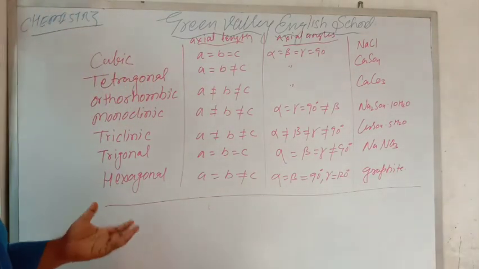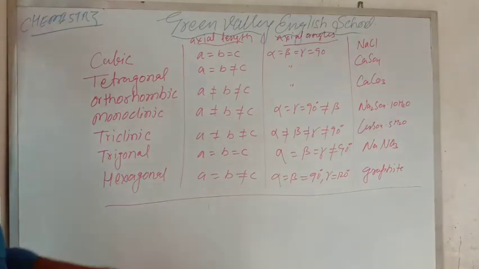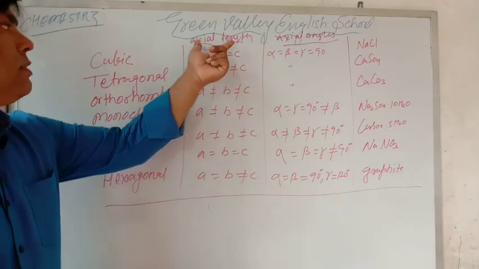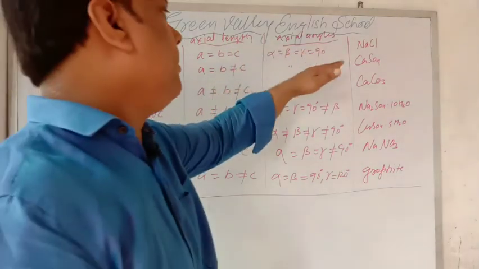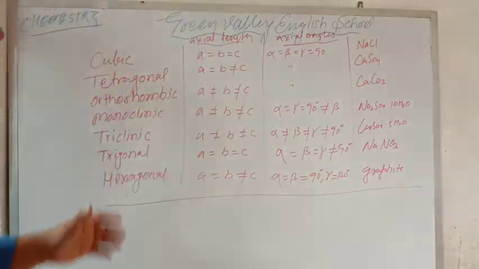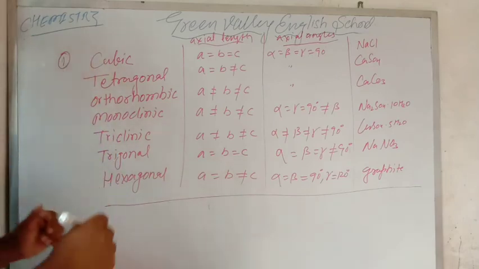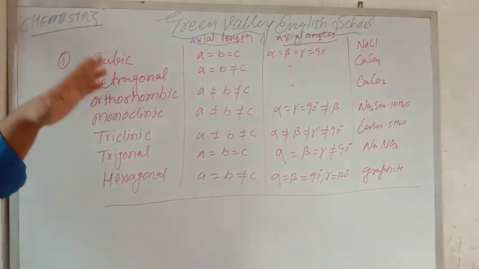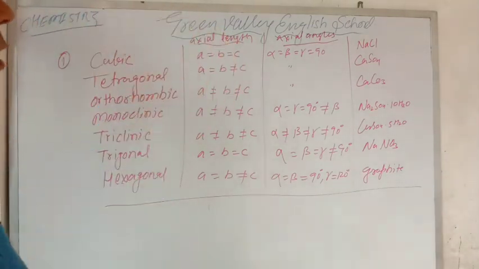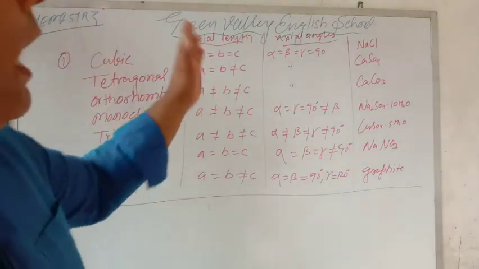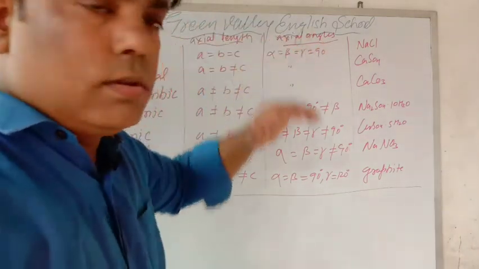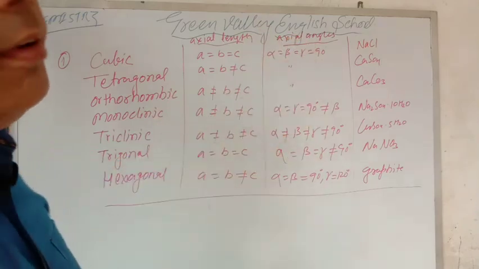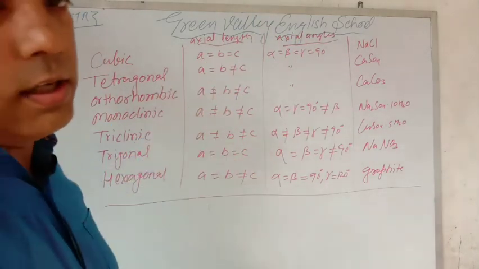As we know, the type of unit cell depends on 6 factors: alpha, beta, gamma and A, B, C, where A, B, C are the axial lengths and alpha, beta, gamma are the axial angles. The first case is cubic. In a cubic unit cell, all 3 axial lengths A, B, C are equal, and similarly all 3 axial angles are the same, that is 90 degrees. An example of cubic is NaCl, sodium chloride.